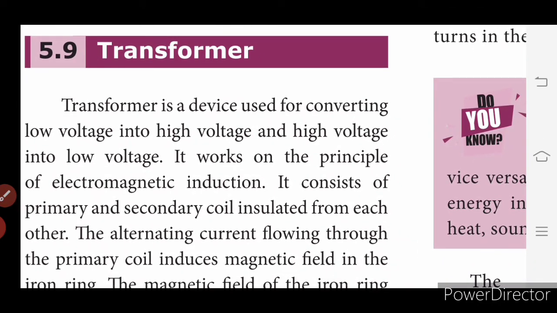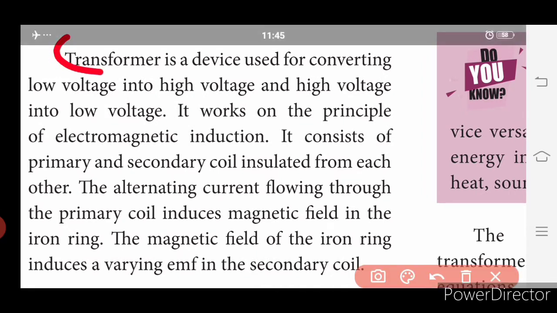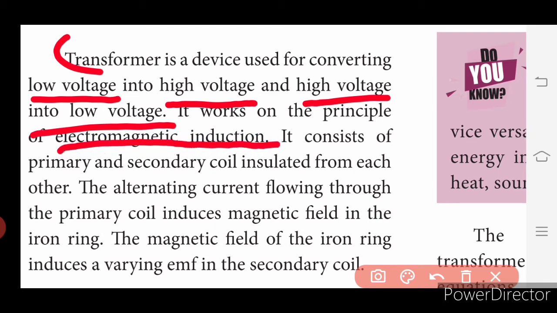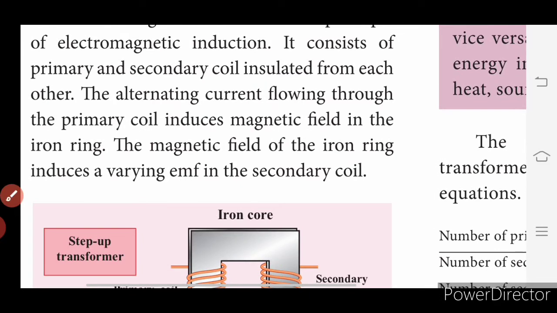What is a transformer? For what purpose are we using the transformer? A transformer is a device used for converting low voltage into high voltage and high voltage into low voltage. It works on the principle of electromagnetic induction. What is the principle of the transformer? Electromagnetic induction. It consists of primary and secondary coils insulated from each other.